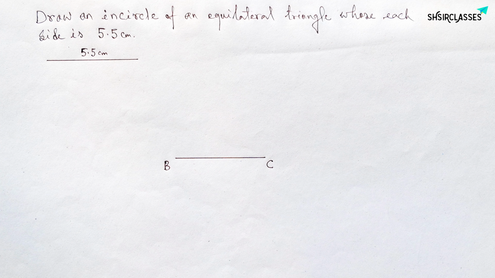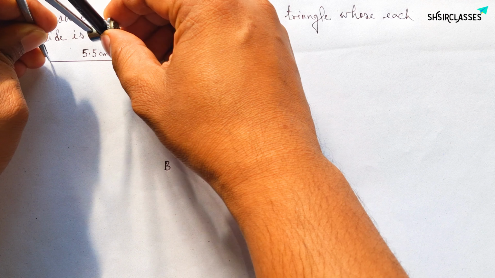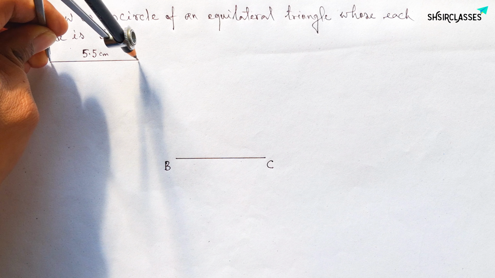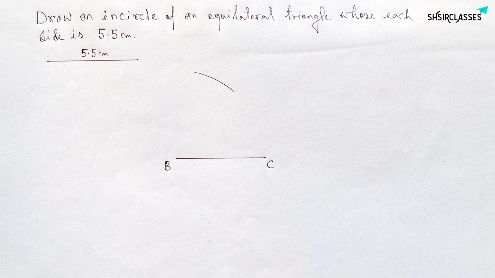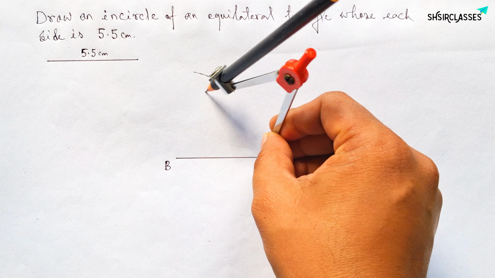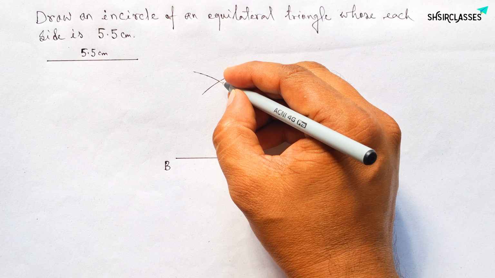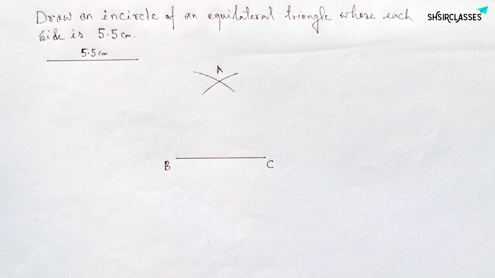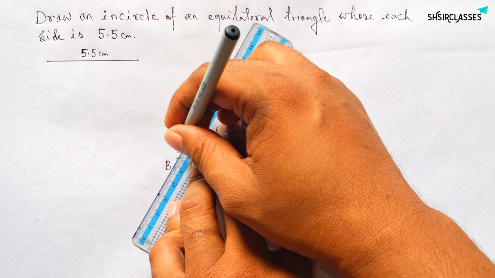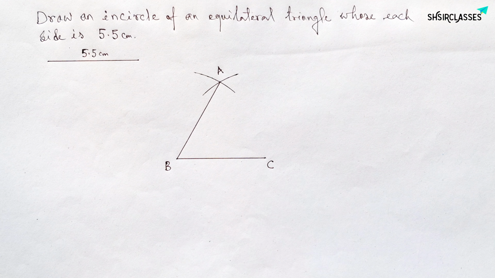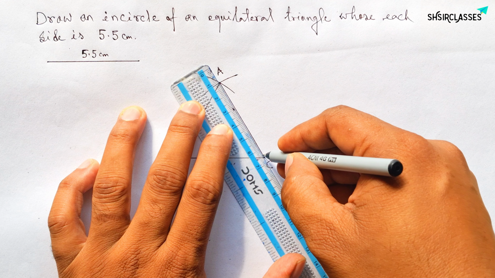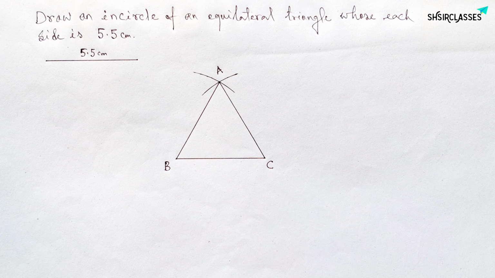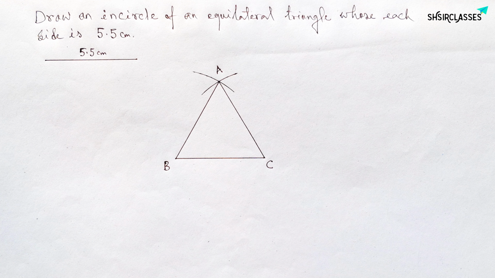Next, measuring the length 5.5 centimeter with the help of compass and putting the compass on the point B and drawing here an arc. Again with same length, putting the compass here and cut here. So both arcs meet at a point. Now joining A and B first, then joining A and C. So this is the required equilateral triangle.